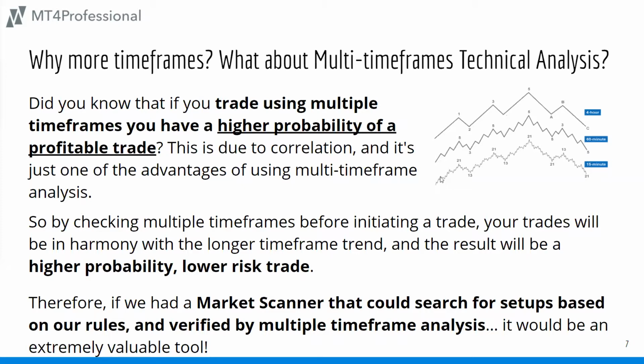If you ever try to trade short against the longer term trend, you need to keep your profit targets short. Otherwise, if you try to let it run, you're going to give up all of your profits and probably end up with a losing trade. So the idea is to trade in line or harmony with the longer term trend. By checking multiple time frames before you start the trade, your trades will be in harmony and will result in a higher probability, lower risk trade.